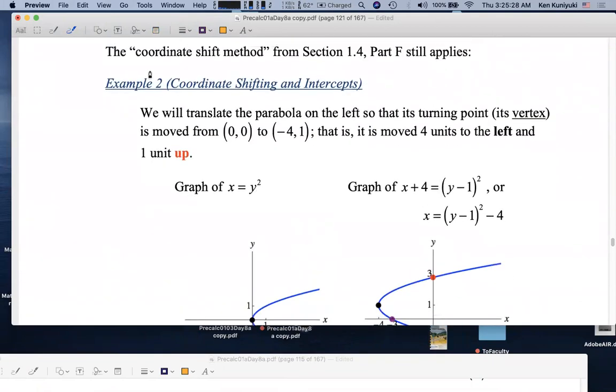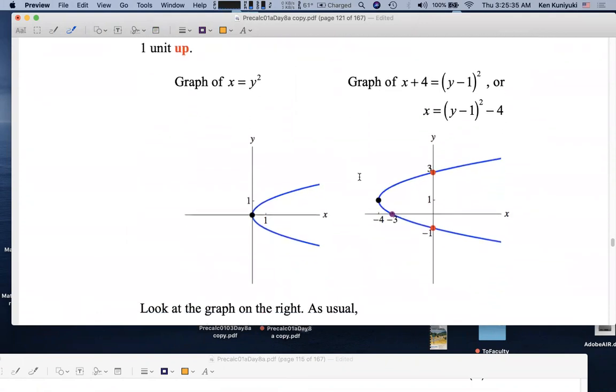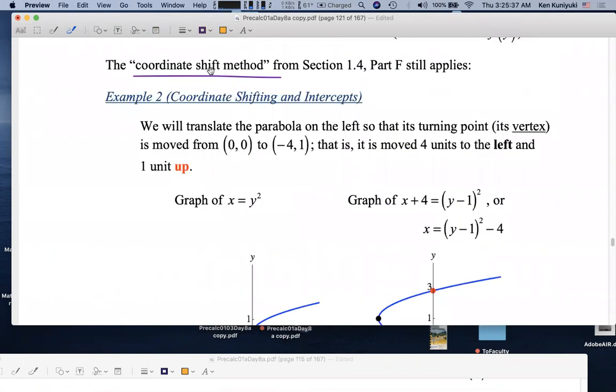The coordinate shifting method I mentioned before, where you replace x with x minus h and y with y minus k, that still works. Again, that's where you replace x with x minus h to shift horizontally, and y with y minus k to shift vertically. That still applies.